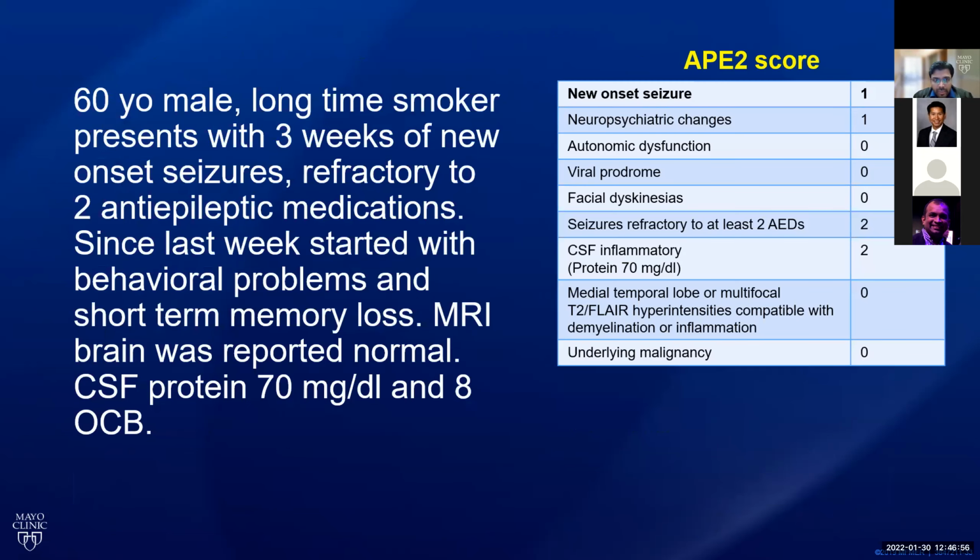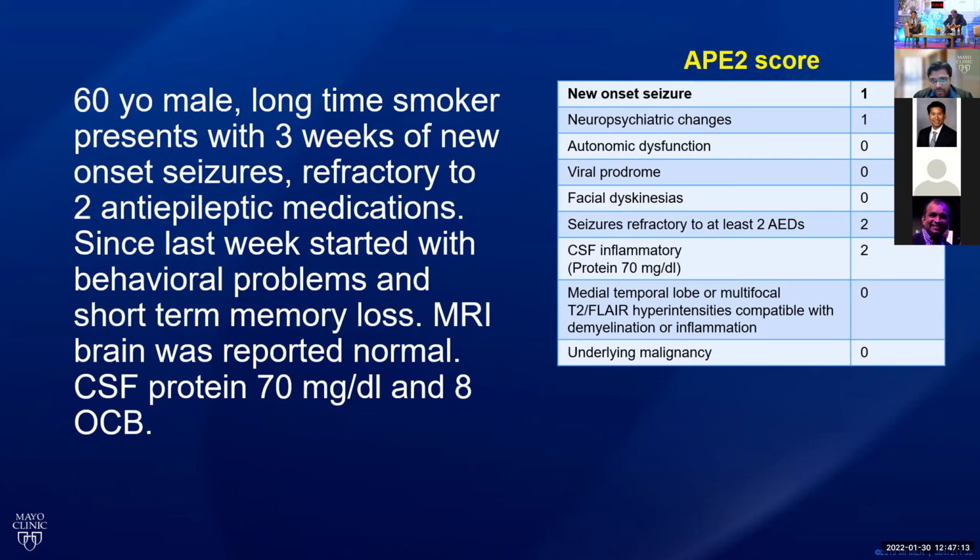So this is a quick case of how to utilize the panel. With the scoring system, consider a 60-year-old male who presented with new onset seizures, refractory to seizure medications, had some behavioral neuropsychiatric changes, and had high CSF protein.